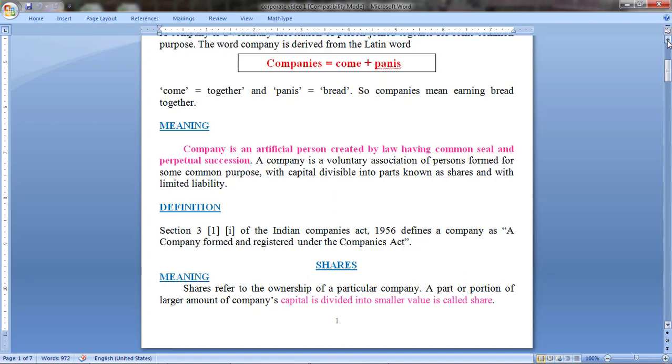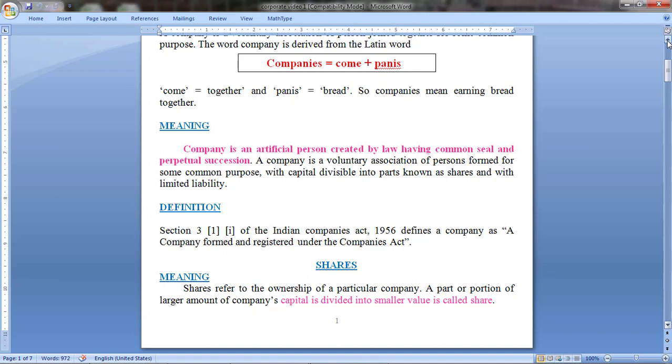Next is the definition. According to the Indian Companies Act 1956, Section 3, Subsection 1, Subclause 1, Indian companies are companies formed and registered under the Companies Act. So it implies that all the companies registered under the Indian Companies Act are Indian companies and are regulated by the Indian Companies Act 1956.